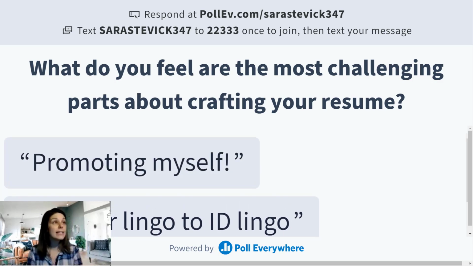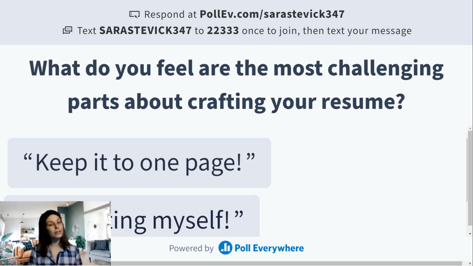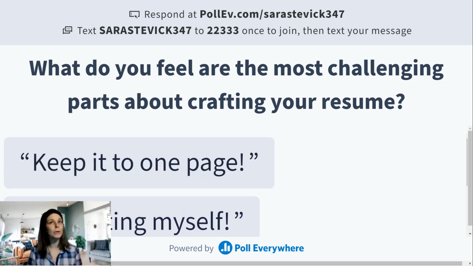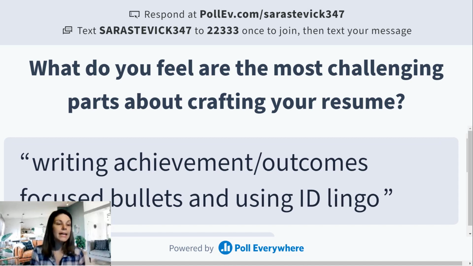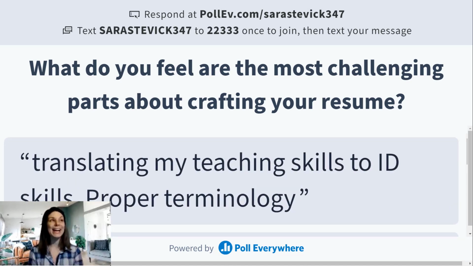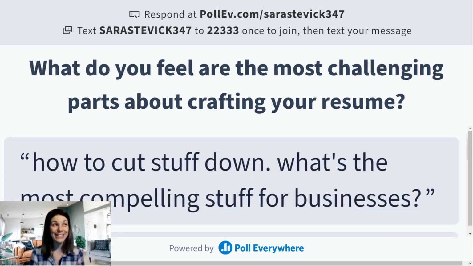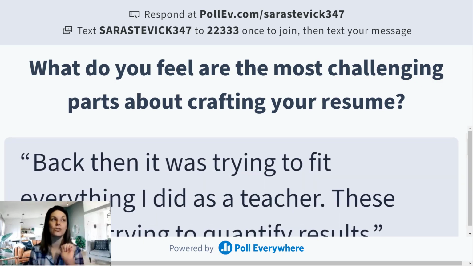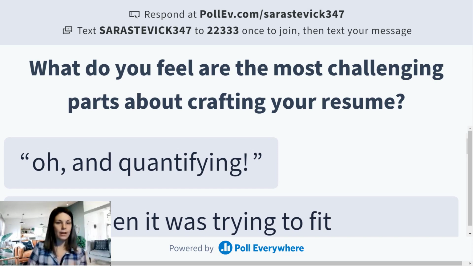Teacher lingo to ID lingo. Yeah, it's important to be using the language of the position that we're trying to break into. Promoting yourself. Yes, definitely promoting yourself is important. Keeping it to one page. We're going to talk about that throughout, but it is okay to have 2 pages. It really is. And it really even is okay to have 3, as long as everything is different and super duper relevant, but we'll get to that.